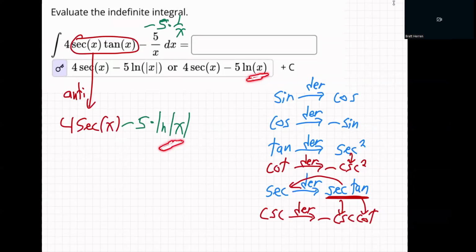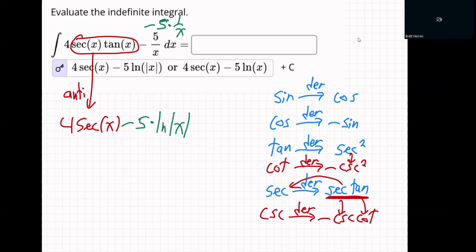Remember that? Remember the derivative of natural log is 1 over x? So the antiderivative of 1 over x is natural log. Absolute values are there because you can't have negative inside of a natural log function. So there we go. There's the answer with or without the absolute values, the antiderivative.